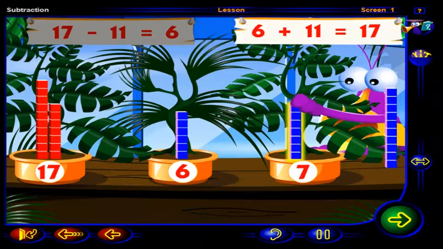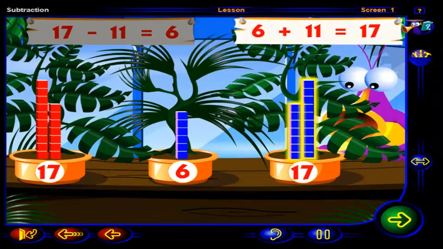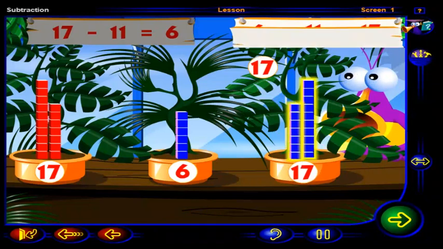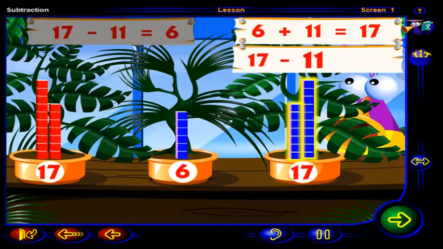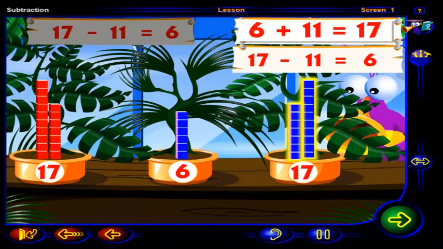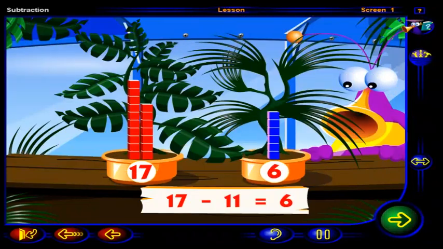Six and 1 more is 7, and 10 more is 17. 6 plus 11 equals 17. So if we start with 17 and take away 11, we get 6. And if we start with 6 and add 11, we get 17. Click on each plant.